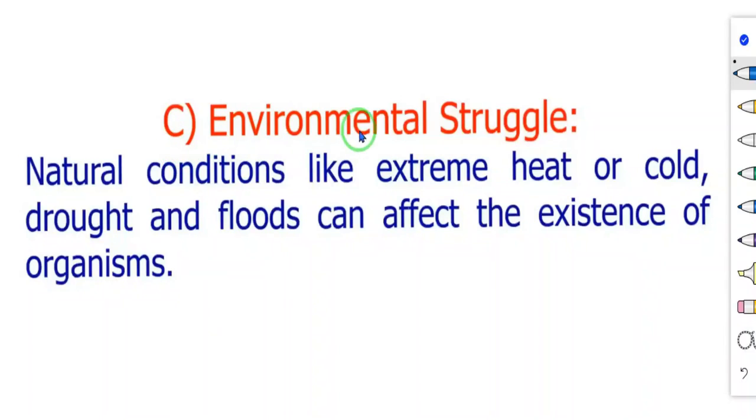Third one, environmental struggle. Natural conditions like extreme heat or cold, drought and floods can affect the existence of organisms. So natural conditions affect the living conditions of organisms. Example, heat or cold and drought and floods. So these are the natural conditions that affect the existence of organisms.